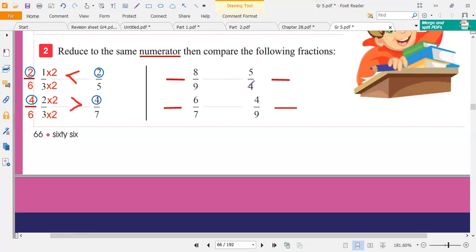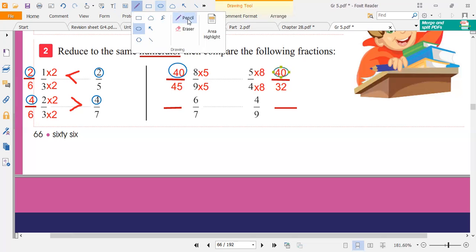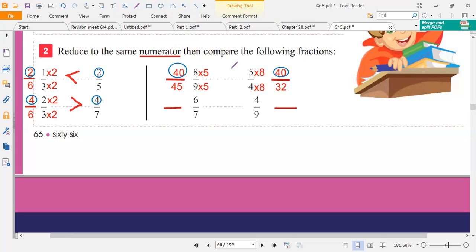8/9 and 5/4. We cannot simplify these two fractions. And 8 is not a multiple of 5. So what do we have to do? We multiply them by each other. We multiply the 8 by 5 and the 5 by 8 to get the same numerator. 8 times 5, 40. 9 times 5, 45. 5 times 8, 40. 4 times 8, 32. Now we get two fractions with the same numerator, so we can compare them. Which one is bigger? The one that has the smallest denominator, so 40 over 32 is greater.